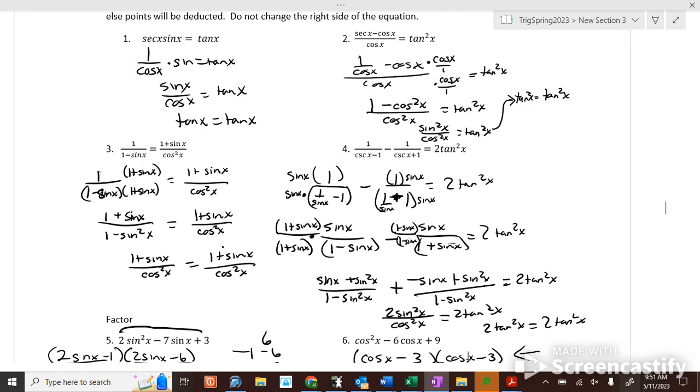What if we do plus? Because this is minus here, and if we distribute the negative sign, it becomes a plus, so then we don't make any sign errors. We get 2 sine squared over cosine squared, which is 2 tangent squared.